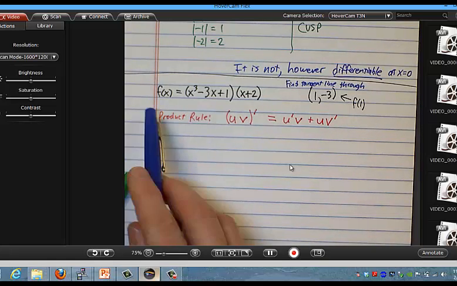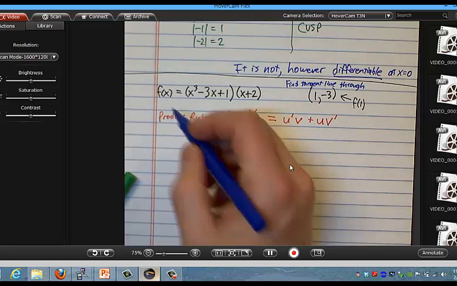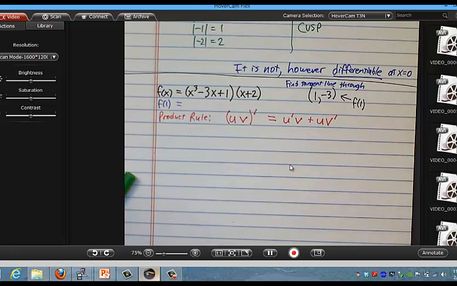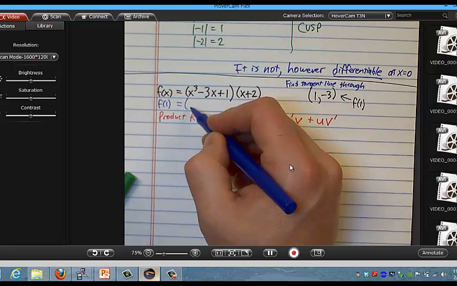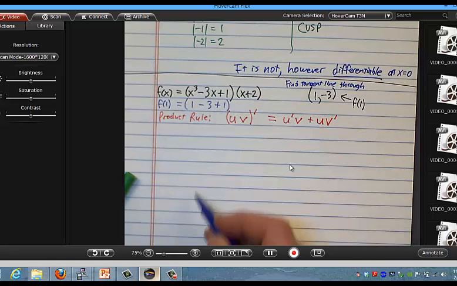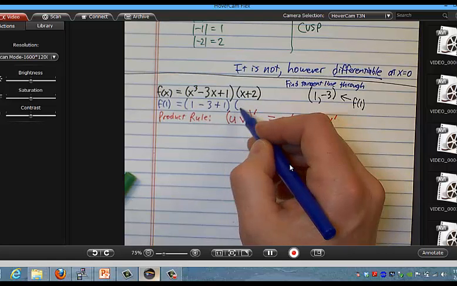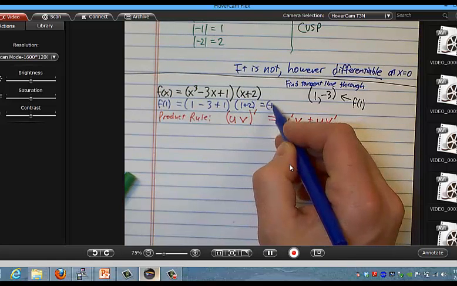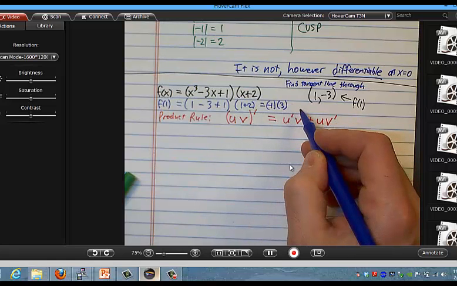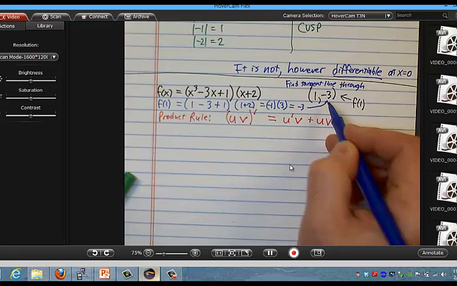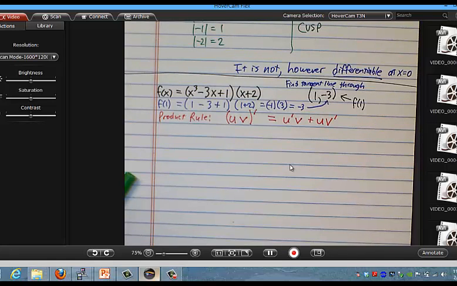Here's the function, right, guys? So if I did f of 1, what does that mean I'm doing? Put a 1 in for the x, right? I'd get 1 minus 3 plus 1, times 1 plus 2. Wouldn't I get negative 1 times 3? It works, right? I really do get negative 3. I just want you to see that it really is a point on the graph. Does that make sense? Okay.